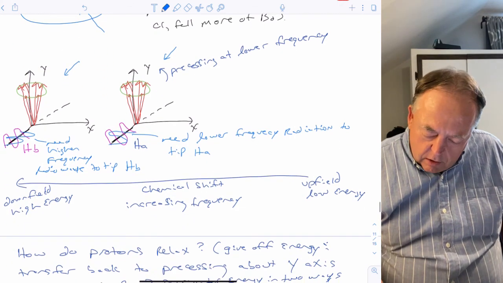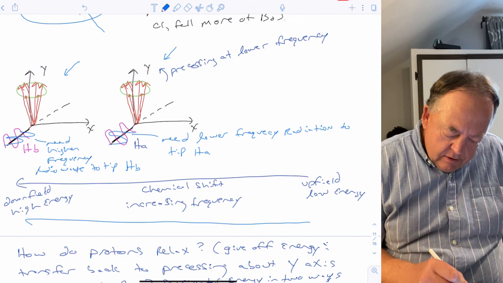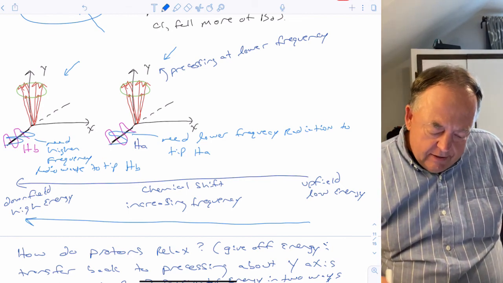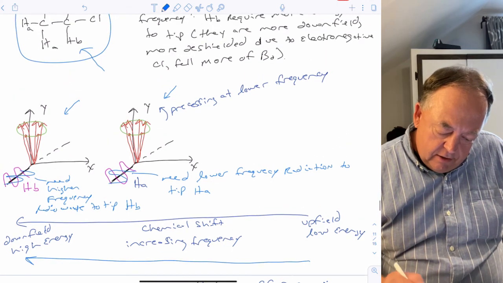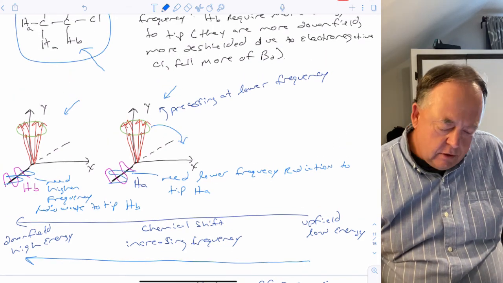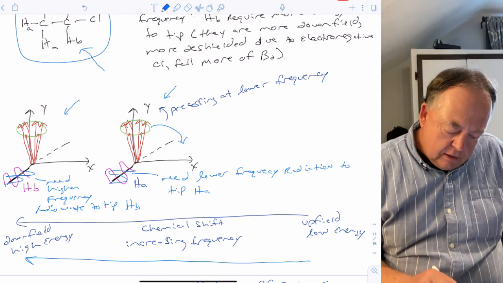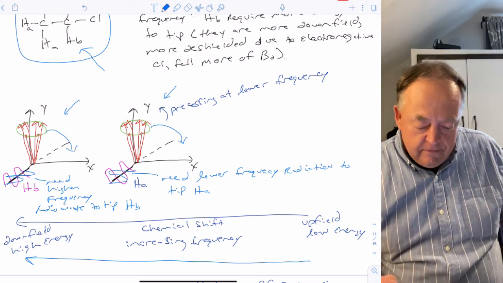And then of course in NMR, what you do is you scan frequency from low frequency to high frequency, or high frequency to low frequency. When the frequency is just right, you'll knock these over, and you're going to knock HAs over at a lower frequency than you knock HBs over.